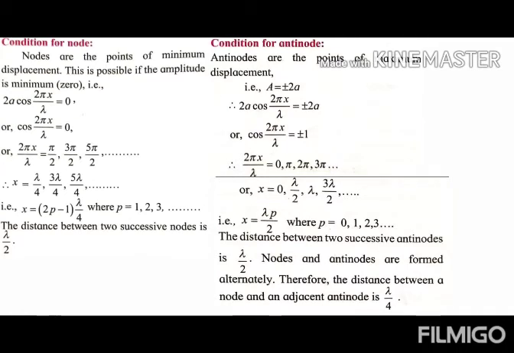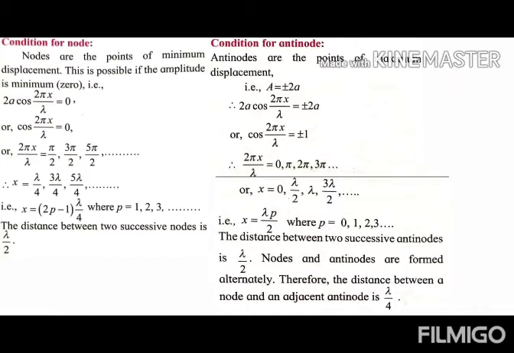Therefore, x = (2p − 1)λ/4, where p = 1, 2, 3 and so on. The distance between two successive nodes is λ/2.